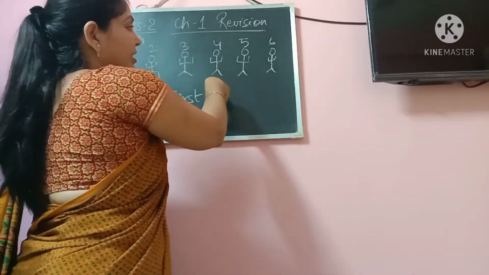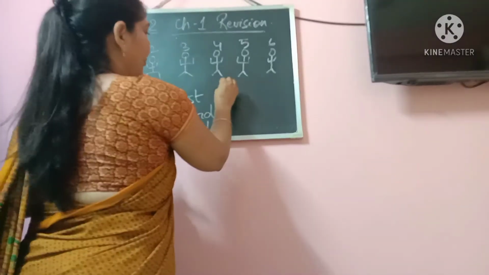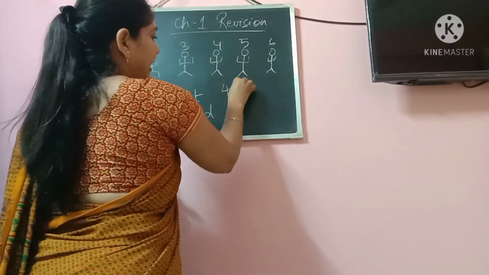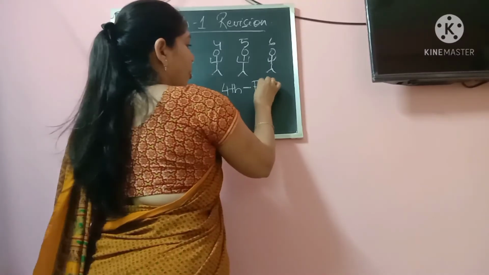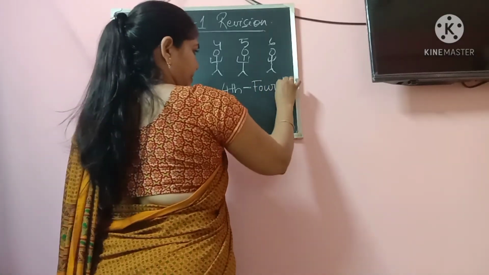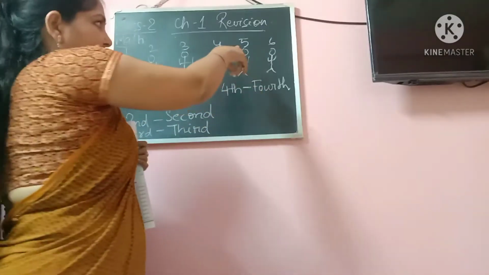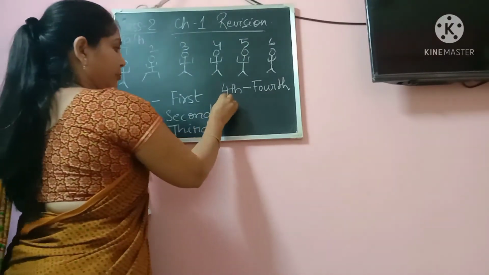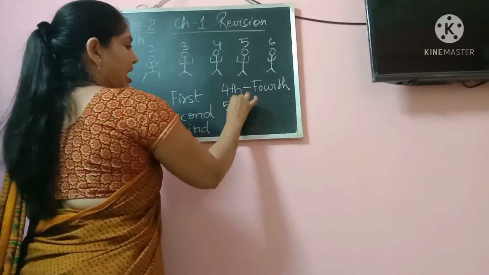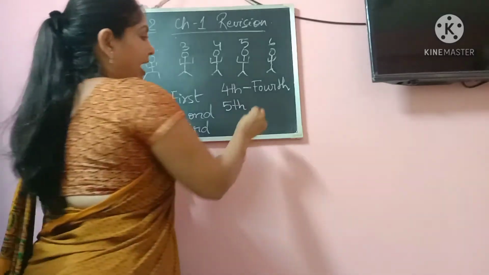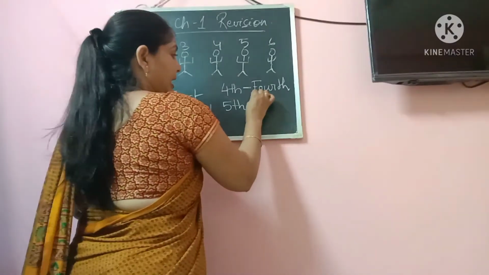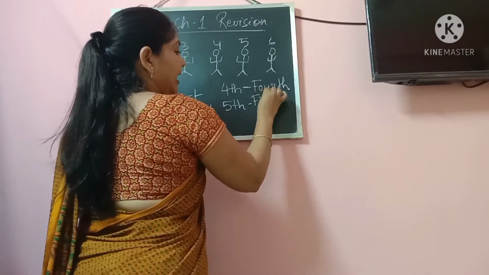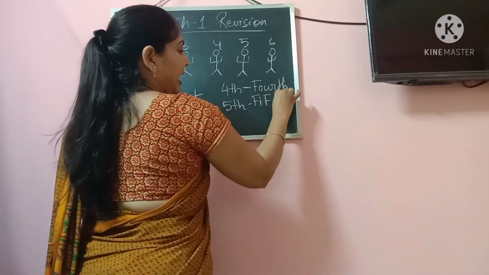Okay, after this, the position or the order of this number is fourth position. So we will write like this, 4TH. And in the word form, how do I write? FOURTH. Then this one is in fifth position, 5TH, or we read it as fifth, FIFTH, fifth.